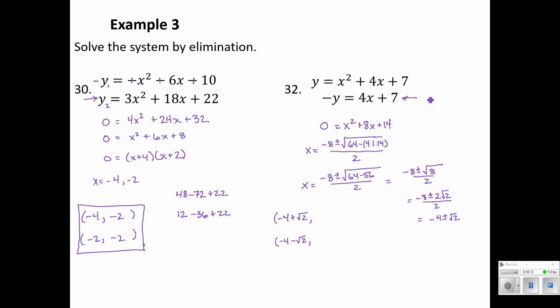So here, the second equation, I'm going to rewrite that as y equals negative 4x minus 7. Just multiply both sides by negative 1. That way I'll get a nice clean output for y.